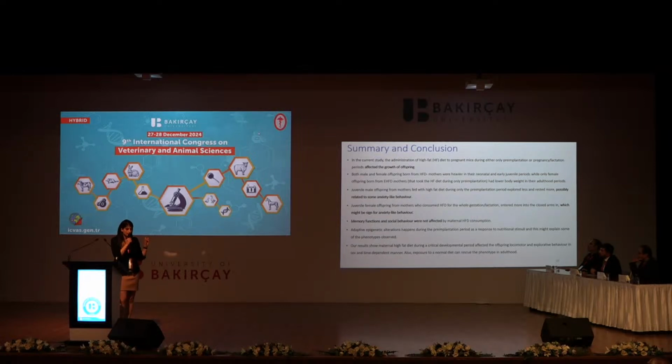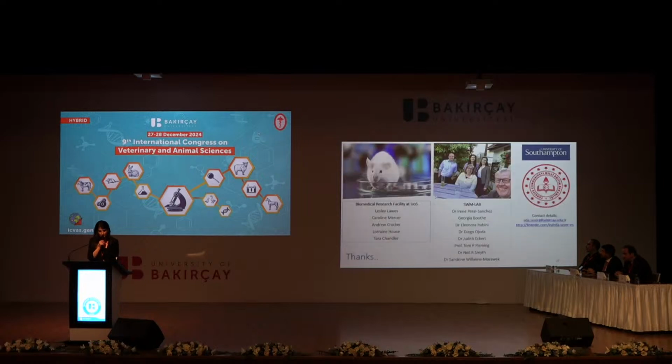You might remember from the schematic representation that we started feeding the offspring with the trough diet. We started testing them in week 4, and during the whole lifetime we fed them the trough diet. Maybe consuming the trough diet lifted those previously seen results. So we can say that offspring locomotor and exploratory behavior show results in a time- and sex-dependent manner, and exposure to a normal diet can rescue the phenotype in adulthood.